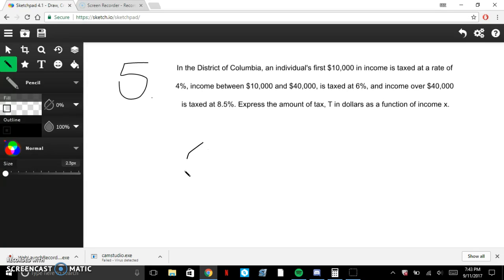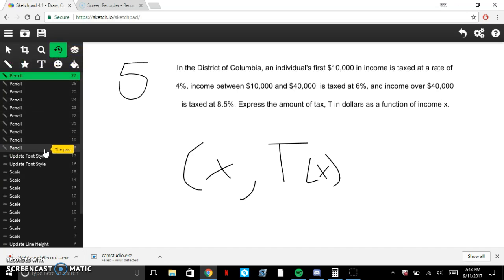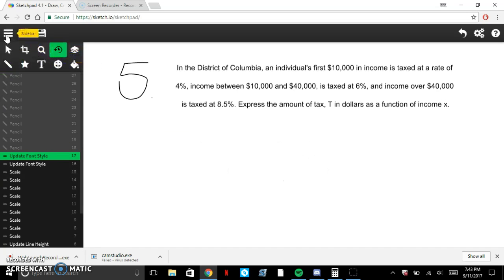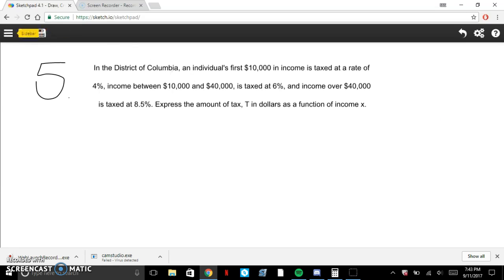So we know that we're expressing T as a function of X, which means that our X is what we input to get our output, which also determines this is our output. And now to the equations.